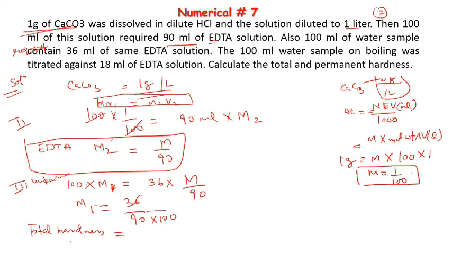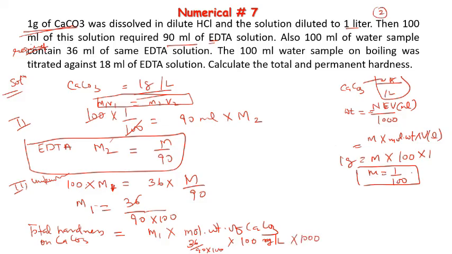To calculate this total hardness on the calcium carbonate scale, what we have to do is molarity into molecular weight of calcium carbonate. This is the formula to determine the strength. So the molarity is 36 divided by 90 divided by 100, multiplied by the molecular weight of calcium carbonate, which is 100. This is in grams per liter. To convert it into milligrams, we have to multiply it by 1000. Now this 100 is divided by this 100, this 0 is cancelled out by this, and this 9 divides this by 4. So we will get 400 milligrams per liter of total hardness.